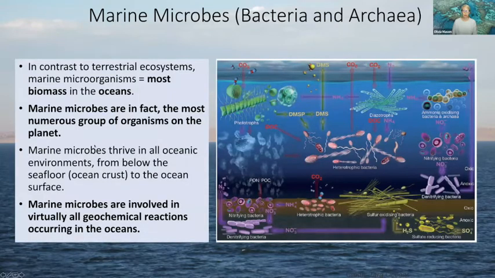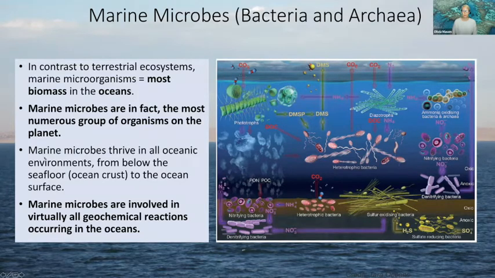So let's contrast the ocean microbiome to terrestrial ecosystems. So in the ocean, marine microorganisms are the most biomass in the ocean. They're the most numerous group of organisms on the planet, right? Because if you think about planet Earth being mostly ocean, right? So mostly marine. Well, we then can begin to appreciate how abundant marine microbes actually are, right? So that's from the surface water column all the way through the sediments and even into ocean crust. So they're the most abundant group of organisms on planet Earth.